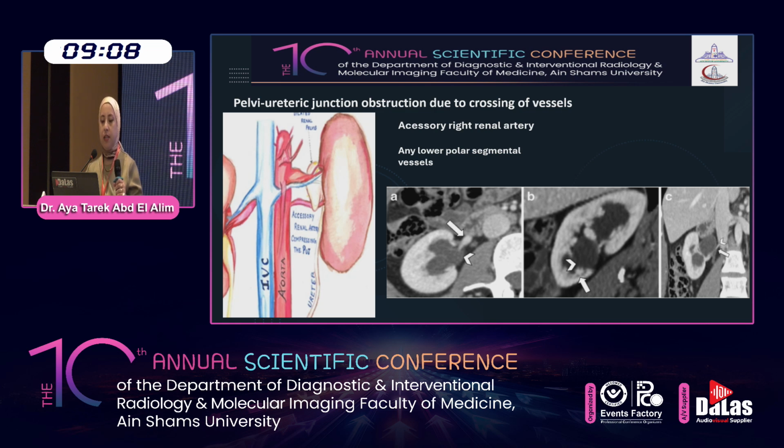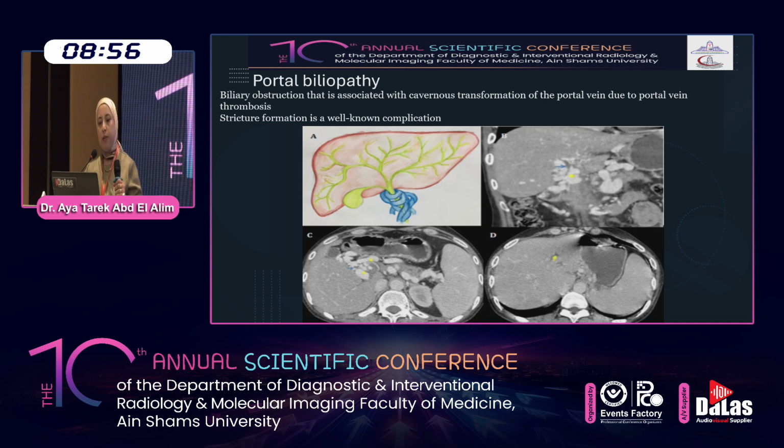If there is an accessory right renal artery and any lower polar segmental renal vessels, it will cause, in some cases, obstruction at the pelviureteric junction. Portal biliopathy is biliary obstruction associated with cavernous transformation of the portal vein due to portal vein thrombosis. Stricture formation is a well-known complication, as we see here the cavernous transformation in the figures shown.